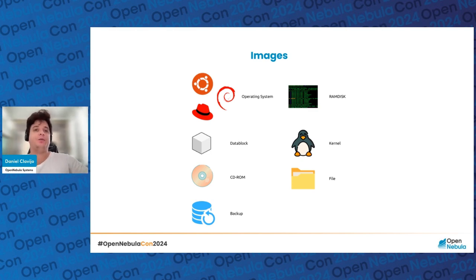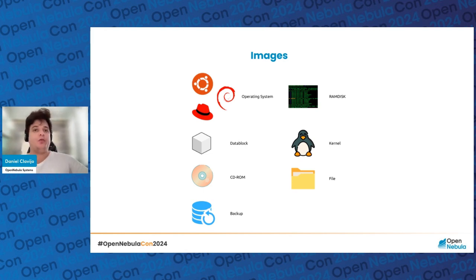Then we also have the CD-ROM images. These are ISOs that will be passed to the VM on the CD-ROM device, and then you can mount it inside the VM, read only, of course. You can use it for purposes like the Windows VirtIO drivers, or even the contextualization feature that we provide. We use this type of image.